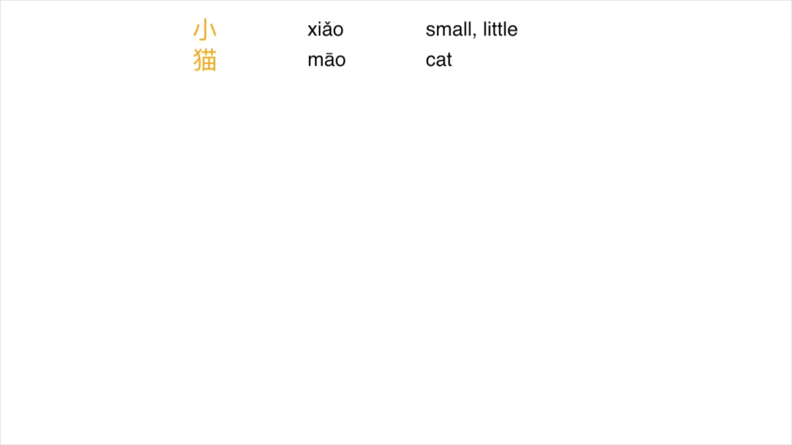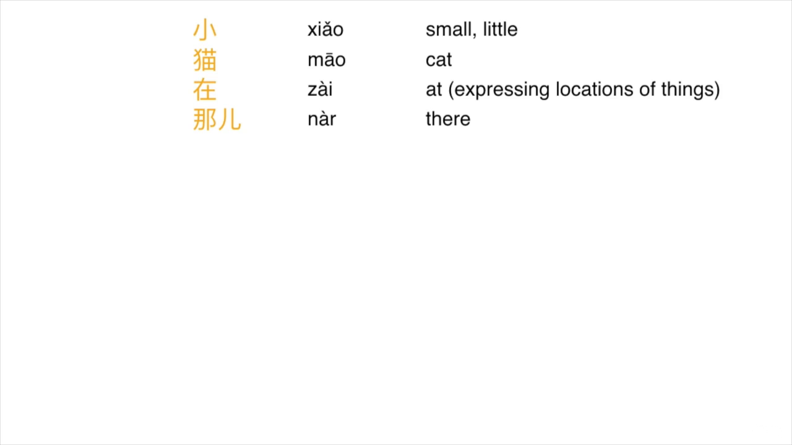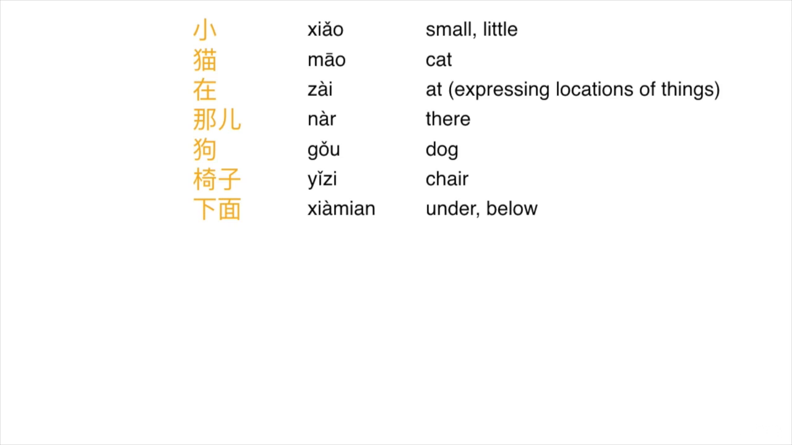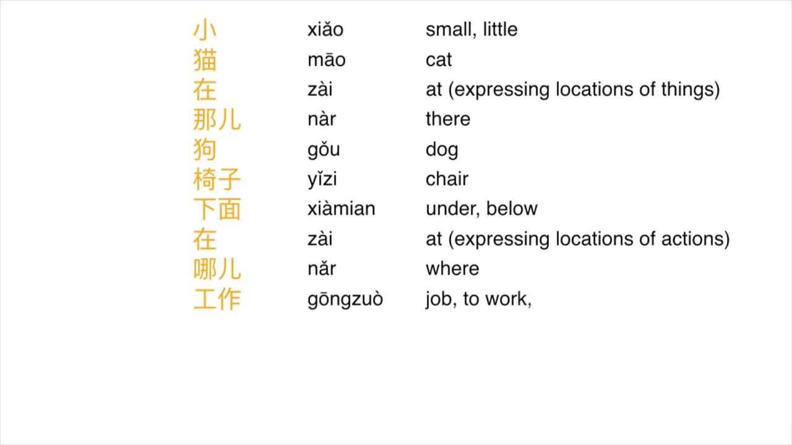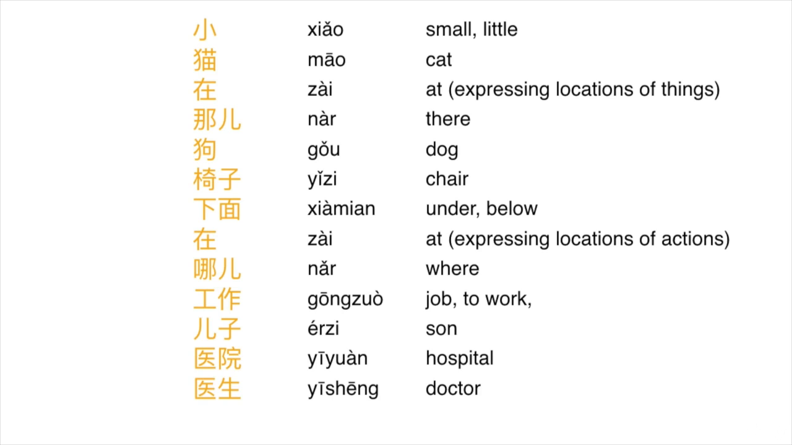小, little. 猫, cat. 在, at, expressing locations. 那儿, there. 狗, dog. 椅子, chair. 下面, under or below. 在, at, 哪儿, where. 工作, job or to work. 儿子, son. 医院, hospital. 医生, doctor. 爸爸, dad.